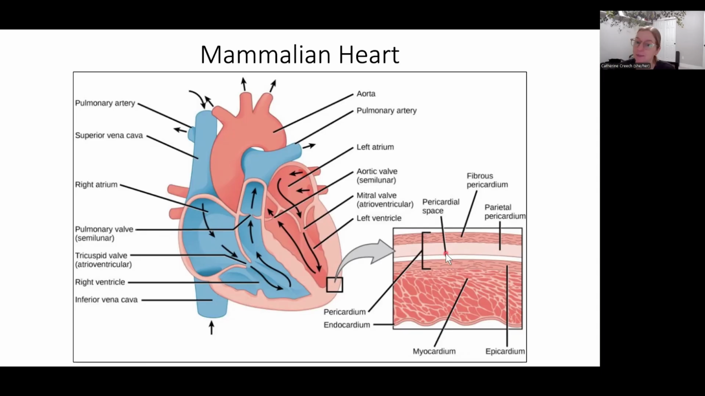Then we're going to have a space. This is the pericardial space. In this pericardial space, you're going to have lubrication because your heart is moving against its sac, and movement creates friction, and that would cause a lot of heat, and it would create damage. So you have a space around your heart that's filled with a really, really greasy fluid to keep it nice and lubricated. Then you have your pericardium.